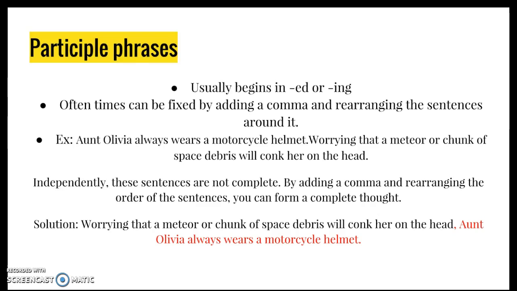Participle phrases usually begin in -ed or -ing. They can oftentimes be fixed by adding a comma and rearranging the sentences around it. So our example of a participle phrase would be, "Aunt Olivia always wears a motorcycle helmet. Worrying that a meteor or a chunk of space debris will conk her on the head." Independently, these sentences are not complete, but by adding a comma and rearranging the order of the sentences, you can form a complete thought. So our solution would be, "worrying that a meteor or a chunk of space debris will conk her on the head, Aunt Olivia always wears a motorcycle helmet."